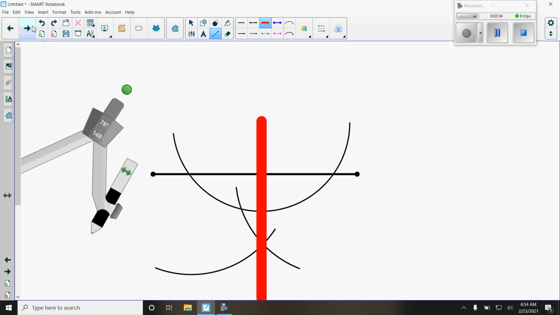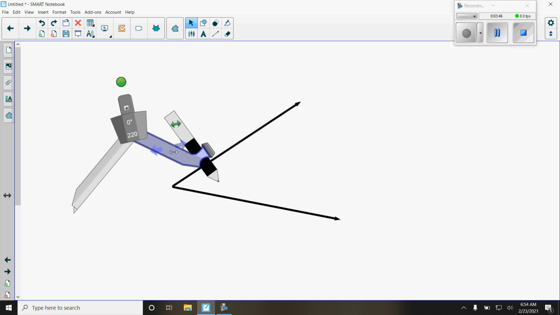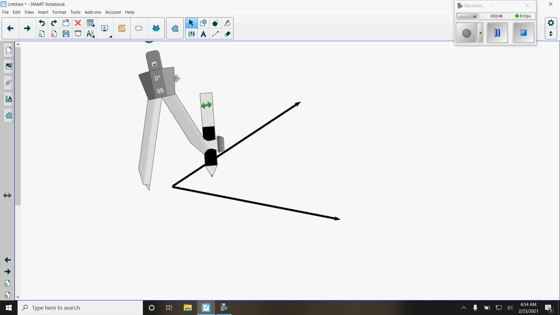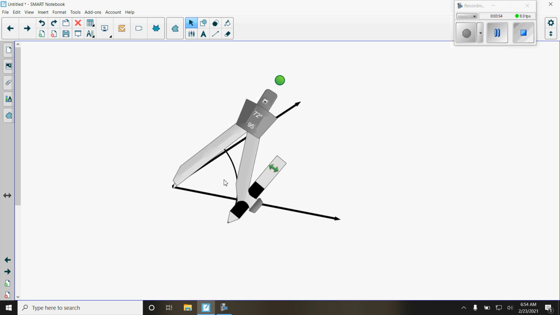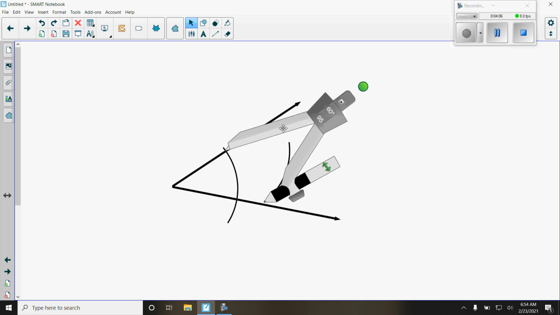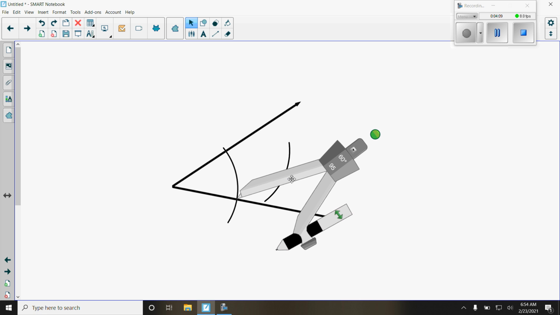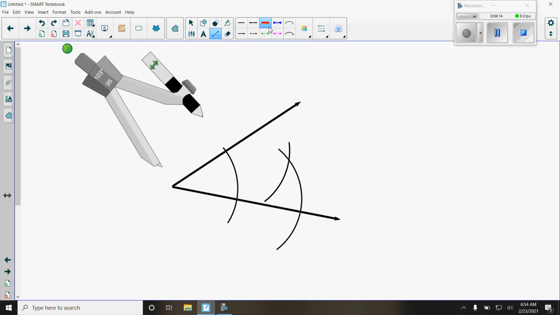Okay, and the last one is going to be angle bisector. So an angle bisector would cut this angle in half. So what I'm going to do is I'm going to come over here, I'm going to put the point on the vertex. I'm going to draw an arc. Make sure it's intercepting both rays. And then I'm going to put the point on the first intersection with the ray. Draw an arc. Put the point on the second intersection with the ray. Draw an arc. Okay. They should intersect.